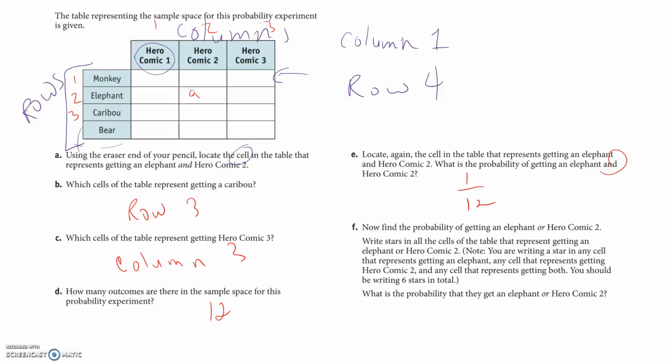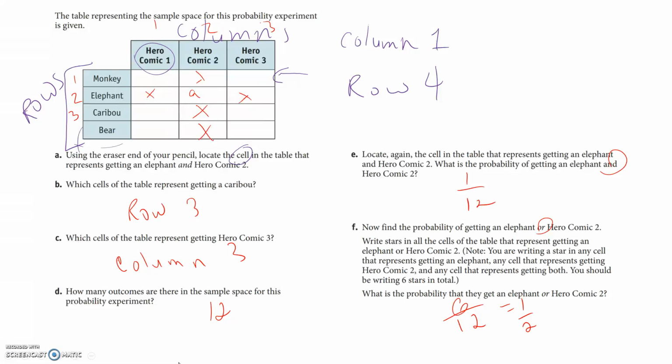Now we're going to go to the OR. Now find the probability of getting an elephant or Hero Comic 2. So if we come over here to elephant, we could have it here as well as here, and then our Hero Comic 2 is going to hit here, here, and here. So if we count out all of those possibilities, remember your A, this one we will only use once. That means we're only going to get 6. And so that would give you the 6 out of 12, which would reduce to 1/2.